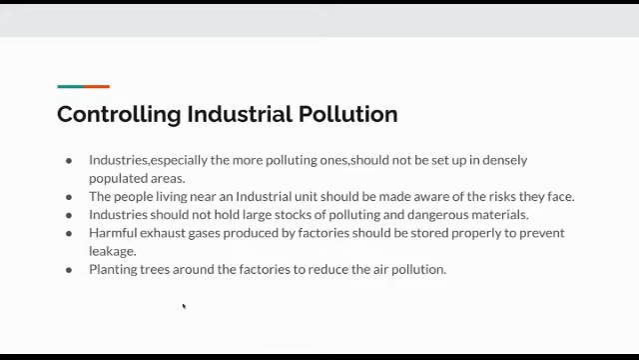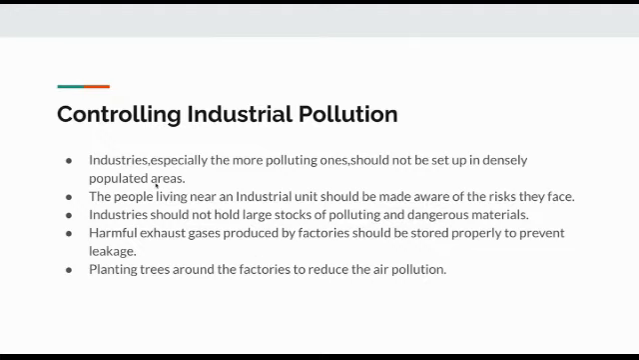And the next one is very simple and very important: planting trees around the factories to reduce air pollution. We already studied air pollution. Industries automatically produce carbon dioxide, and plants need carbon dioxide, so if you are planting trees, it is good for the environment. These are some of the factors to control industrial pollution.